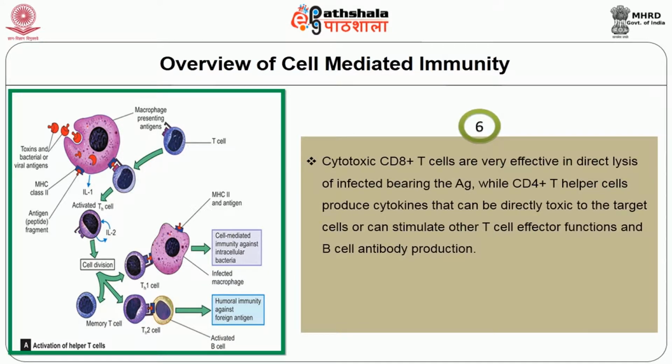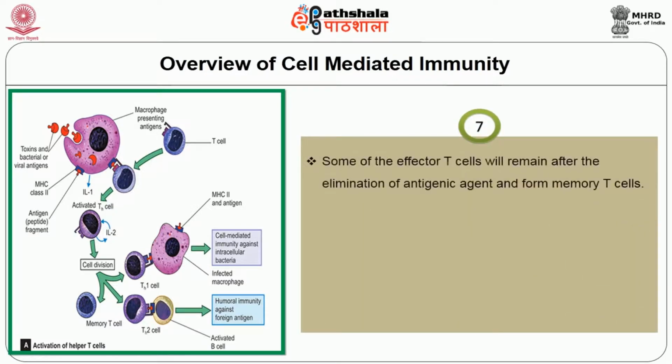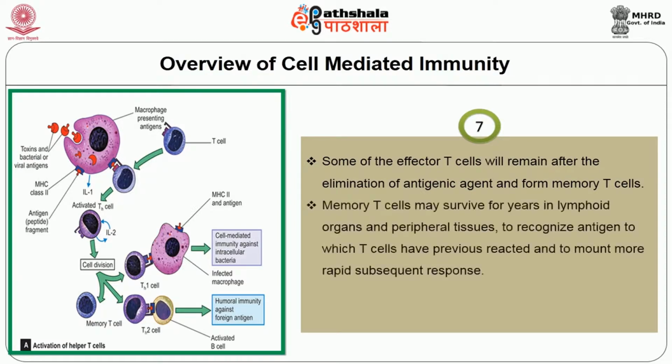Cytotoxic CD8 cells are very effective in direct lysis of infected cells bearing the antigen, while CD4 helper cells produce cytokines that can be directly toxic to the target cell or can stimulate the other T cell effector function, namely B cell antibody production. Some of the effector T cells will remain after the elimination of the antigenic agent and form memory T cells. Memory T cells may survive for years in lymphoid organ and peripheral tissue to recognize the antigen to which T cells have previously reacted and to mount more rapid subsequent response.